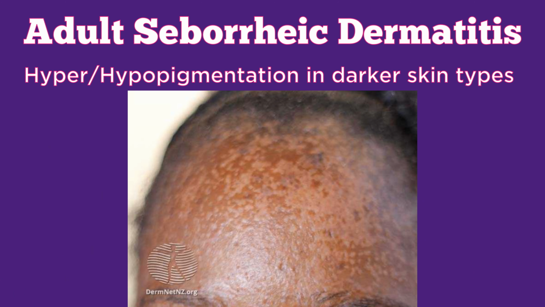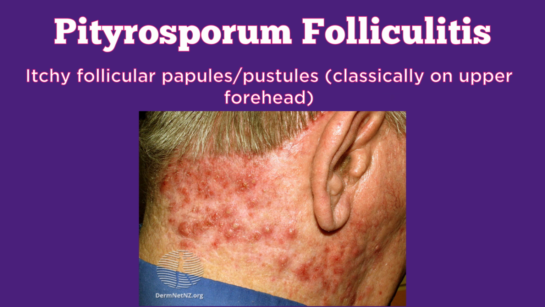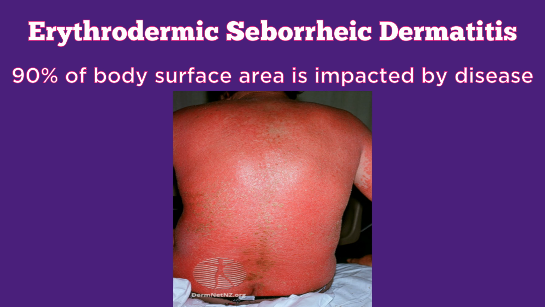Seb Derm may cause hyper or hypopigmentation in darker skin types and can also have uncommon complications. One such complication is pityrosporum folliculitis, which presents as itchy follicular papules and pustules, classically on the upper forehead. Another is that Seb Derm can be a rare cause of erythroderma, which means that 90% of the body surface area is impacted by the disease.